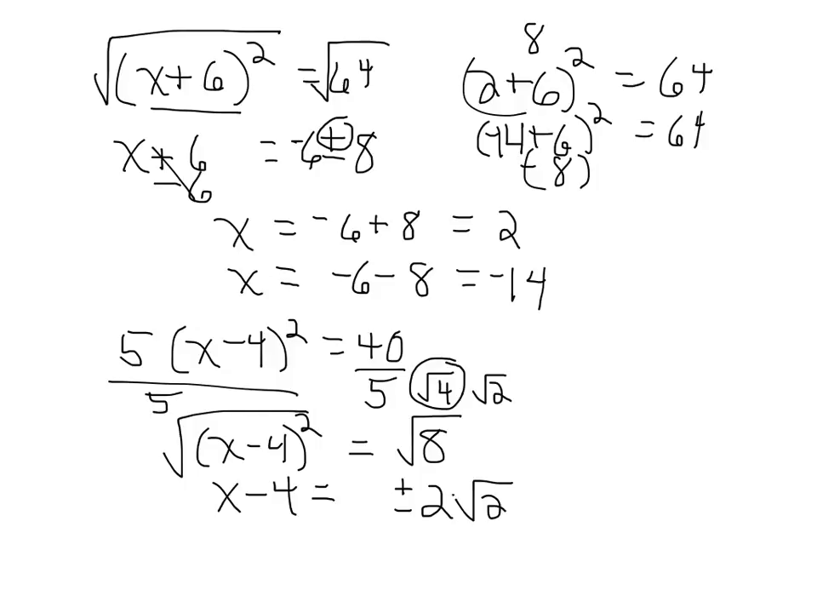And now, to get x alone, I add 4, and that means that x is equal to 4 plus or minus 2 times the square root of 2.